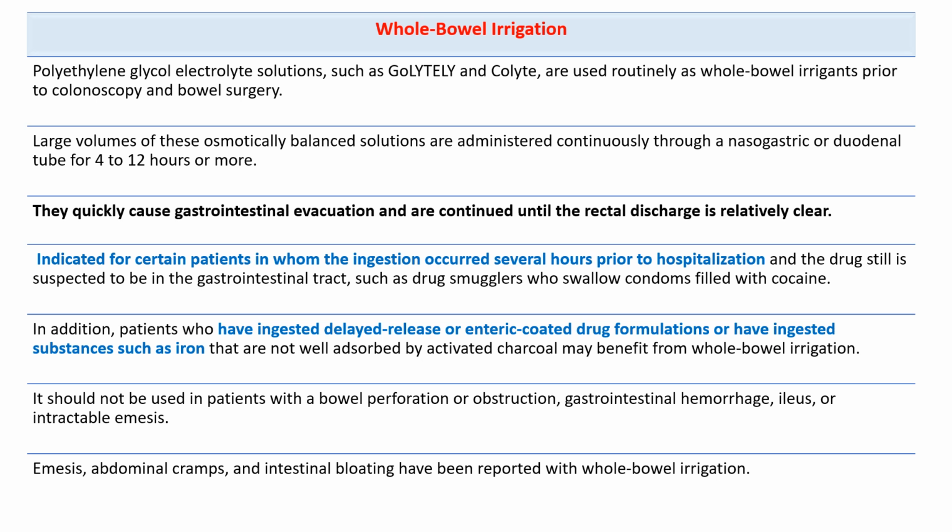So here polyethylene glycol electrolyte solutions are used routinely as the whole bowel irrigants prior to colonoscopy and bowel surgery. Here large volumes of these osmotically balanced solutions are administered continuously through a nasogastric or duodenal tube for 4 to 12 hours or more. They quickly cause gastrointestinal evacuation and are continued until the rectal discharge is relatively clear.